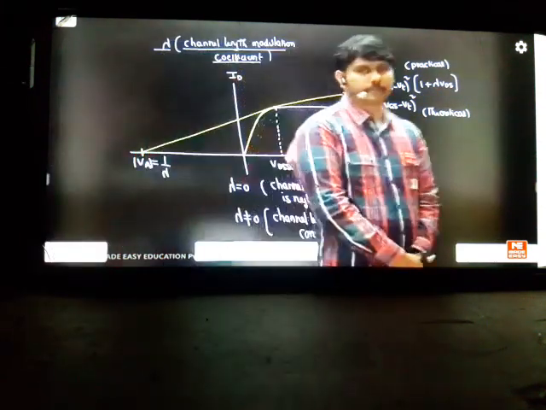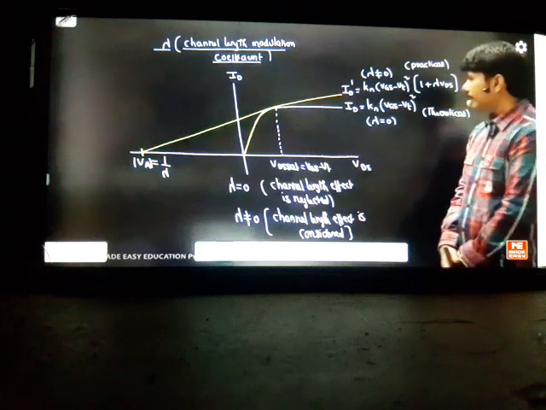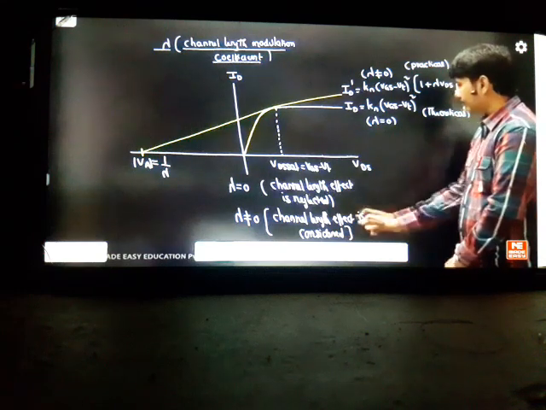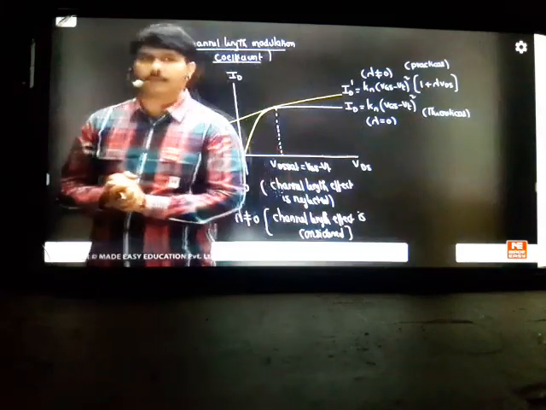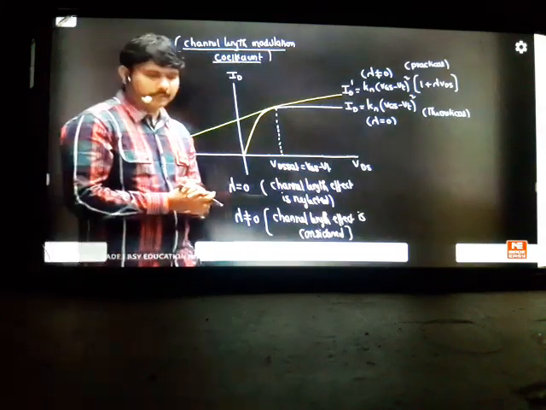When I know BJT completely, doing MOSFET is similar to the BJT class, so there is no need for extra stories. Channel length effect is neglected in one case; here we are considering the channel length. So these two equations will play a key role in doing the problems. One is the practical issue, one is the theoretical issue. Then, sir, how did you get this answer?